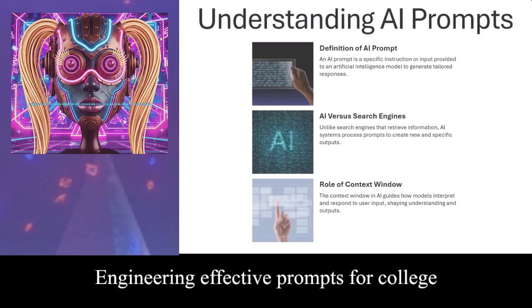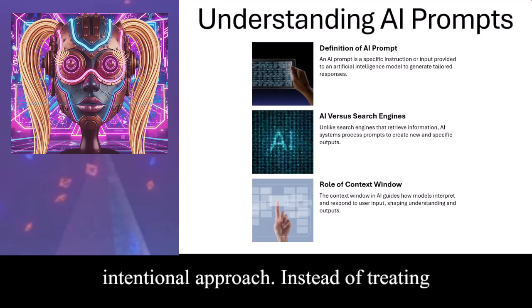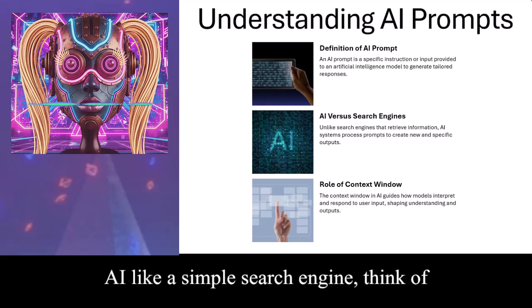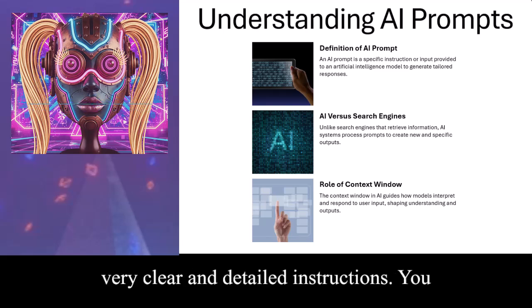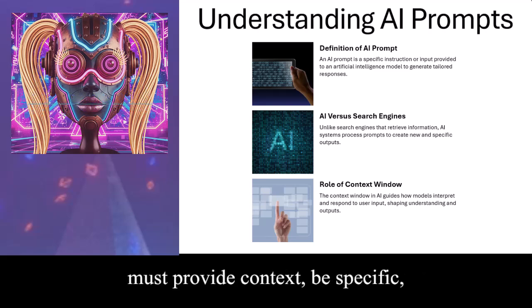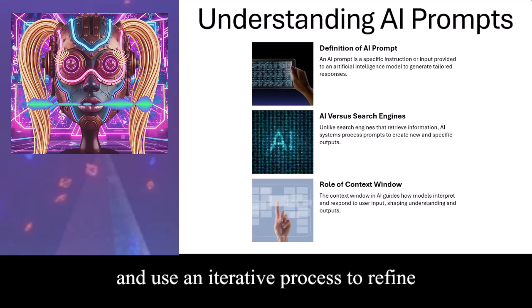Engineering effective prompts for college research requires a strategic and intentional approach. Instead of treating AI like a simple search engine, think of it as a research assistant that needs very clear and detailed instructions. You must provide context, be specific, and use an iterative process to refine your results.